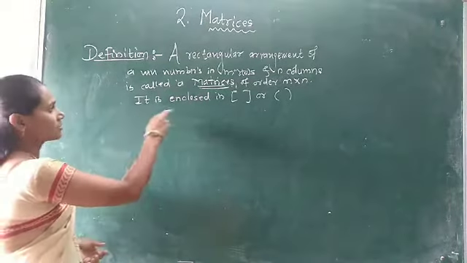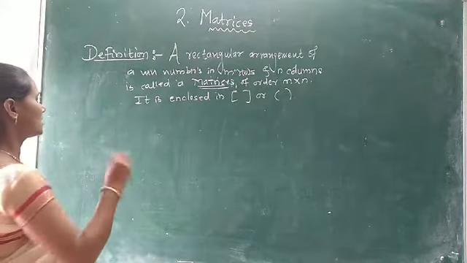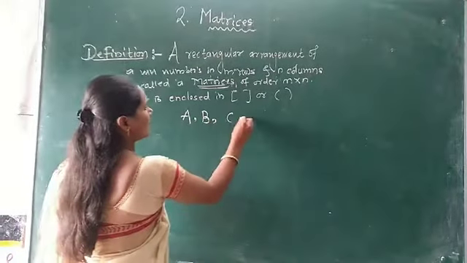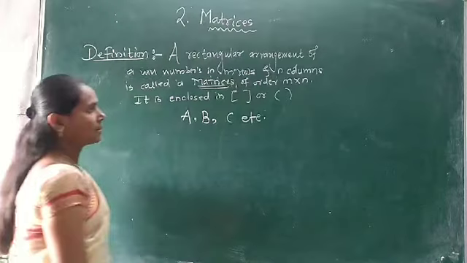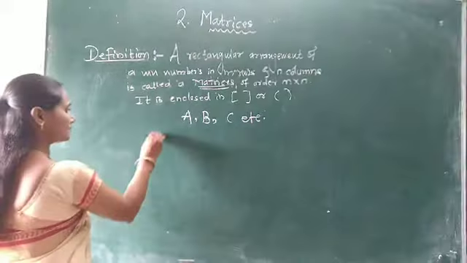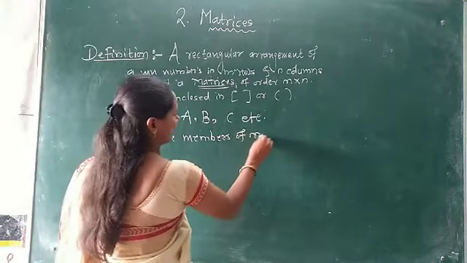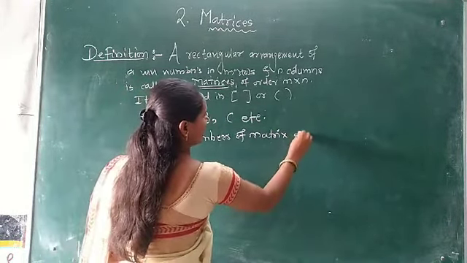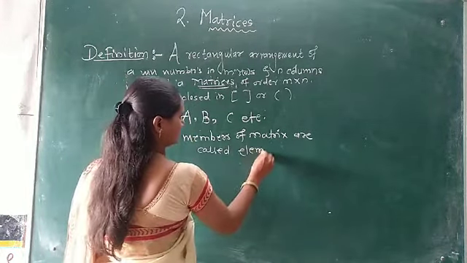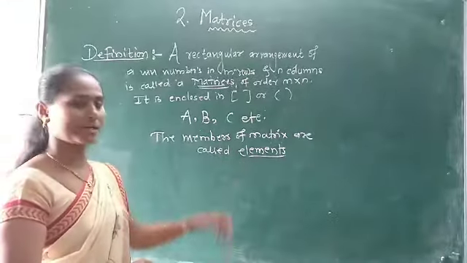It is enclosed in curly brackets or in round brackets, and matrices are generally denoted by capital letters. The members of a matrix are called elements of a matrix, and these are denoted by small letters.